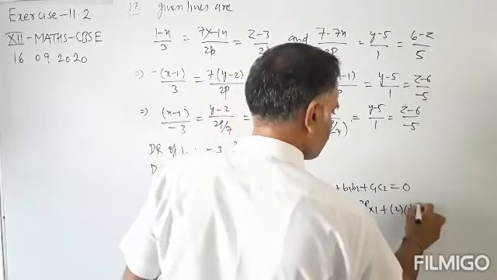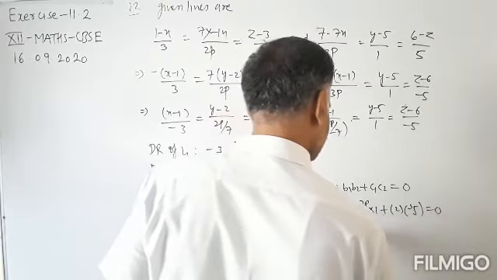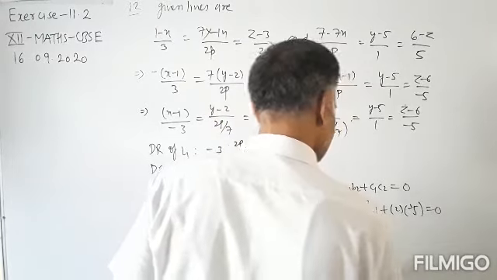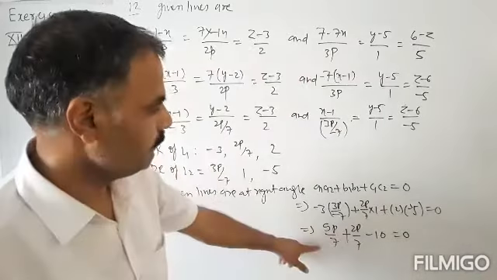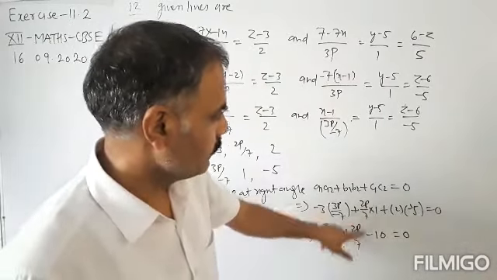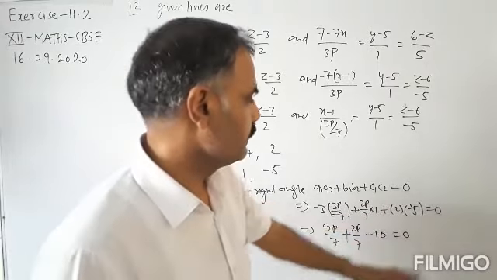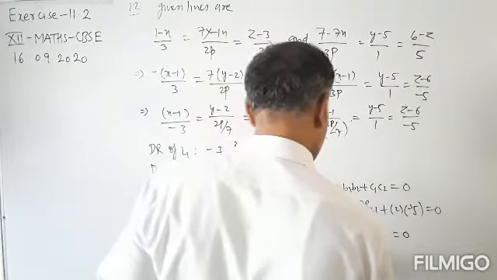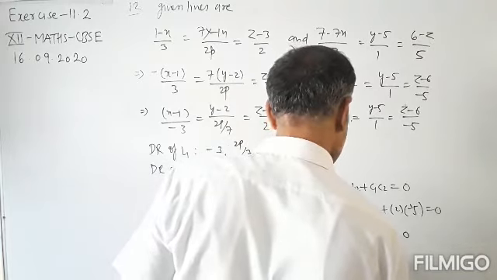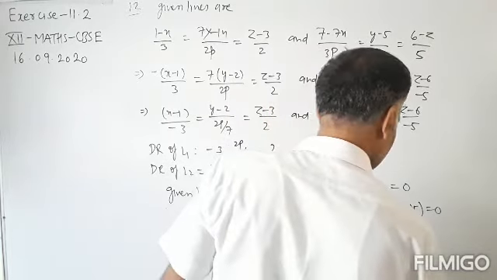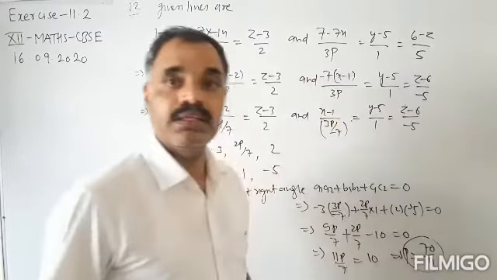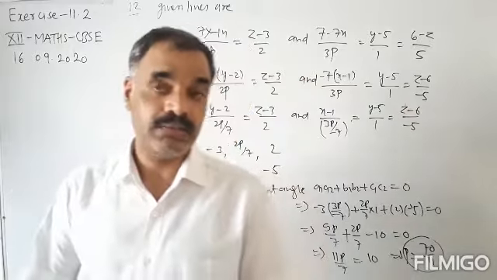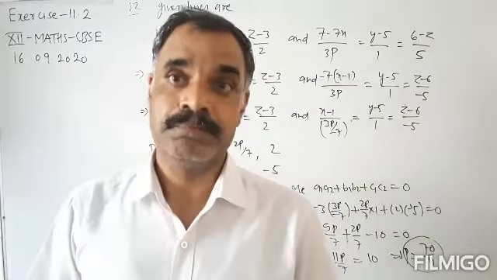equal to 0. So 9p/7 plus 2p/7 minus 10 is equal to 0. So 11p/7 is equal to 10, and p is equal to 70/11. So the value of p is 70/11. In this way we can find the value of p.